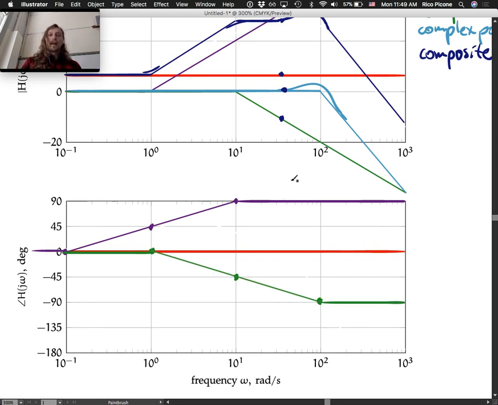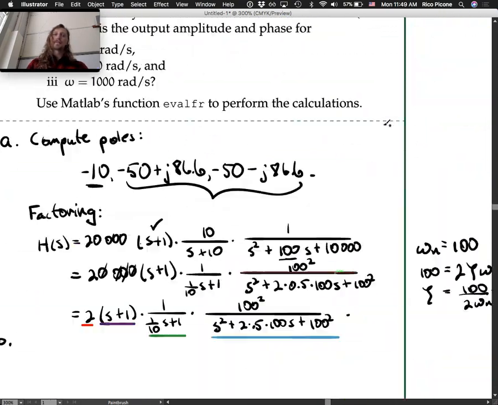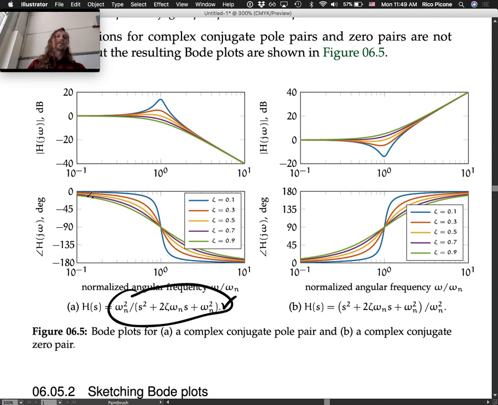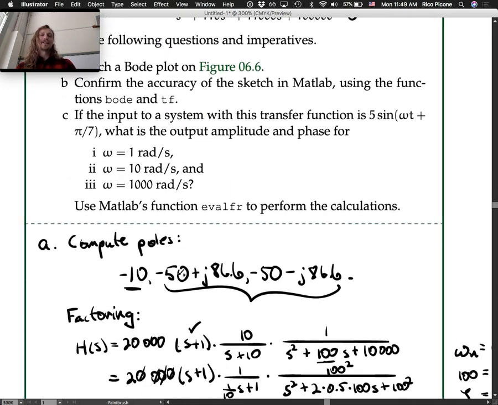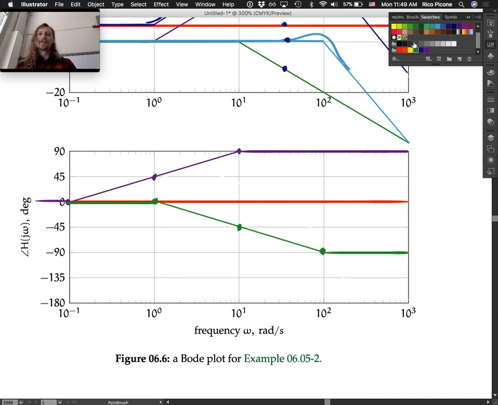And finally, our last one is our complex one, right? So the complex one, we got them up here. The phase goes from 0 to negative 180. We have this zeta equals 0.5. It's really not a great approximation to say it goes 0 and then drops straight down, but that's typically how we do our straight line approximation, and then we just draw a little squiggle on there. So this is the biggest approximation of them all here.